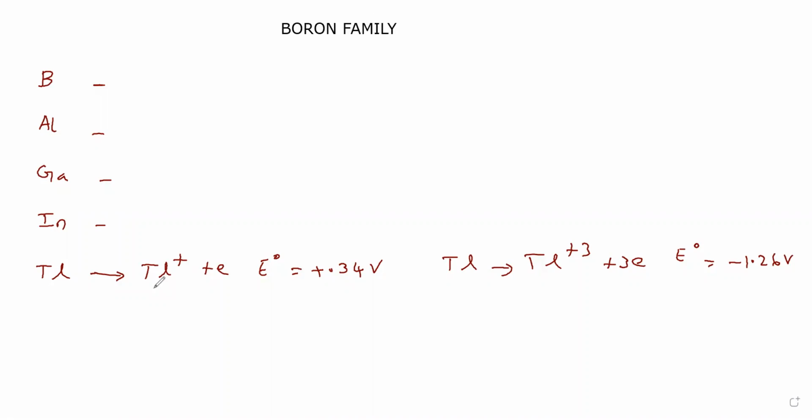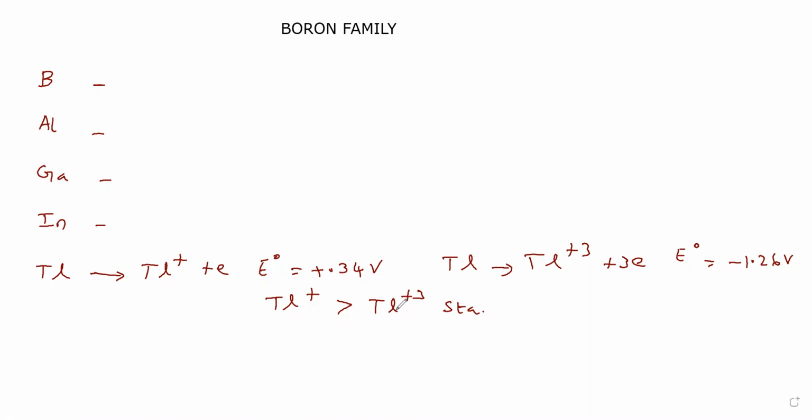Therefore, becoming thallous and becoming thallic. Becoming thallous, E naught is positive. Becoming thallic, E naught is negative. So from this we can say thallous is more stable than thallic. Tl plus is more stable than Tl plus 3, because of the inert pair effect, which we said is due to 4f14.